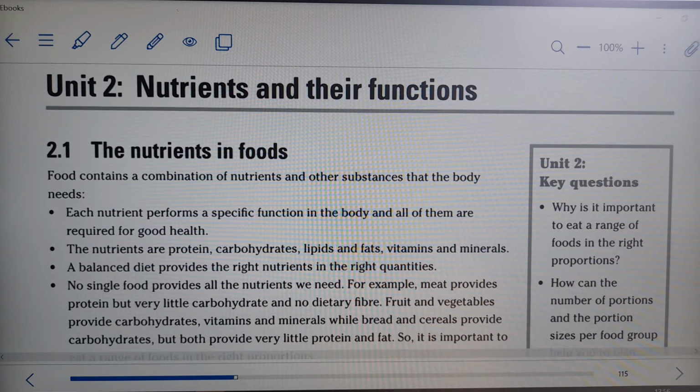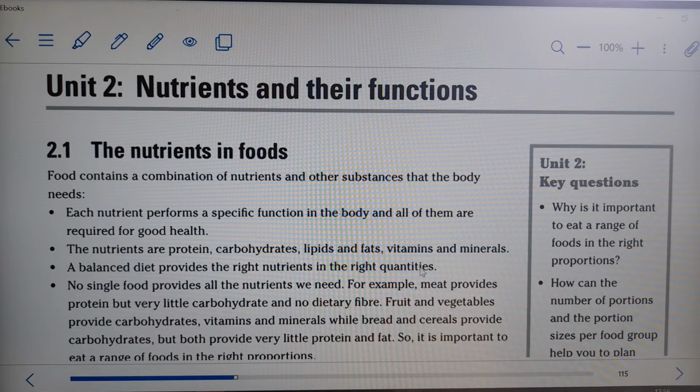And we know we get nutrients from food. 2.1, food contains a combination of nutrients and other substances that the body needs. Each nutrient performs a specific function in the body, and all of them are required for good health. So you need all the nutrients. The nutrients are protein, carbohydrates, lipids and fats, vitamins and minerals. A balanced diet provides the right nutrients in the right quantities.